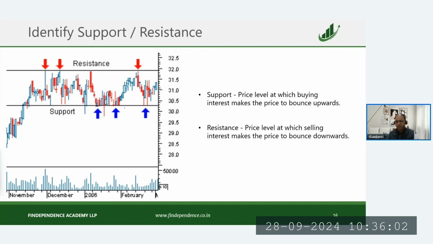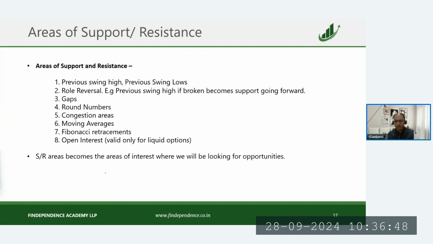If you have a ball in your hand and you throw it down, the ball will move down, hit the floor, and then bounce up. So the floor is a support for that falling ball. Similarly, if you throw the ball upwards, it will hit the ceiling and then come back down. So the ceiling is a resistance for the ball that is moving upwards. We will be essentially analyzing what would be a support price or a resistance price by looking at a chart. Now to do that, here is the list of probable support areas and resistance.